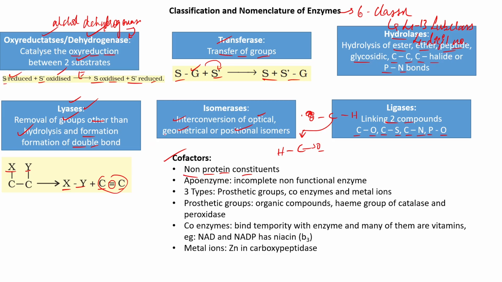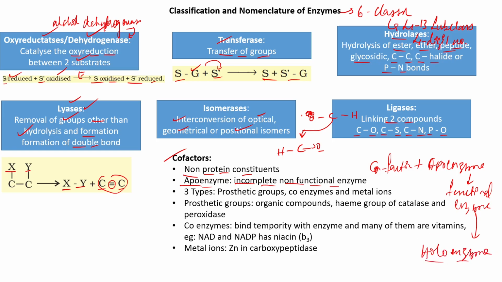Now we have a term called the apoenzyme, which is the incomplete or non-functional enzyme. If I add the cofactor plus the apoenzyme, if we add both of these, we get a functional enzyme. And the functional enzyme is called the holoenzyme. Remember, apoenzyme is none other than the non-functional enzyme.